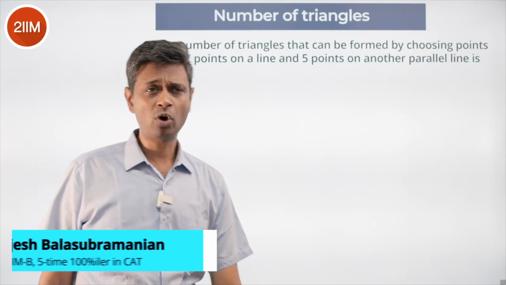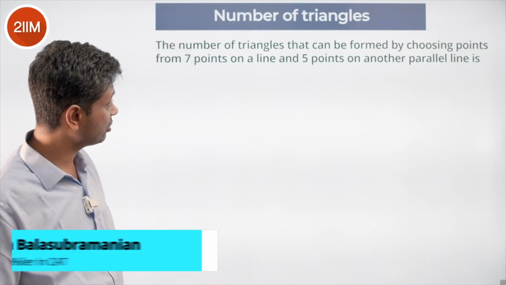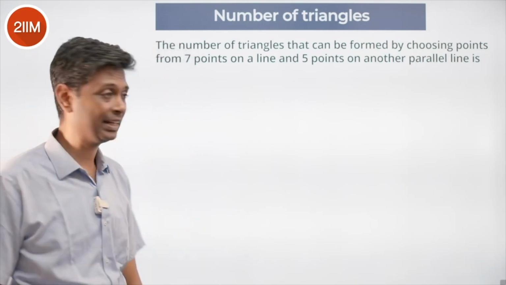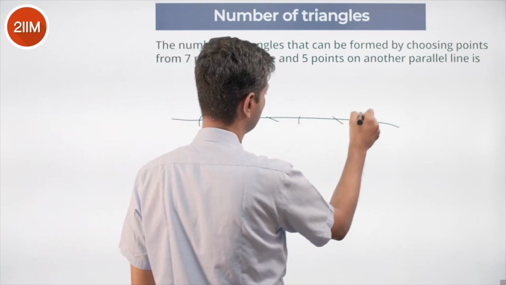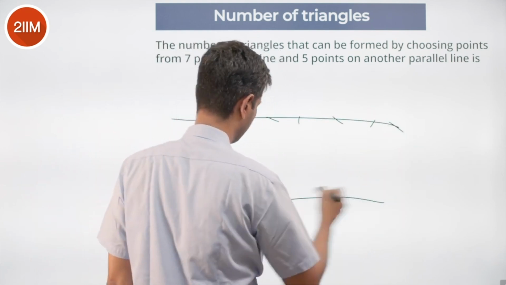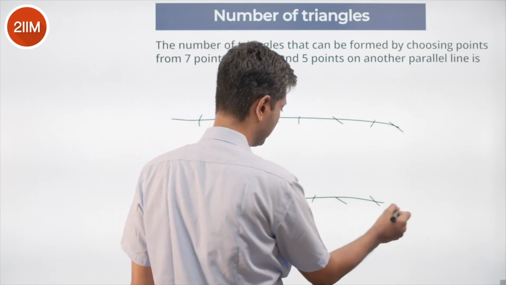The number of triangles that can be formed by choosing points from 7 points in a line and 5 points in another parallel line. 7 points in this line: 1, 2, 3, 4, 5, 6, 7. And 5 points in the other: 1, 2, 3, 4, 5.